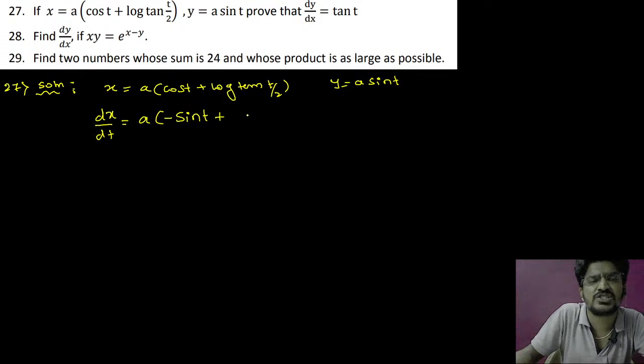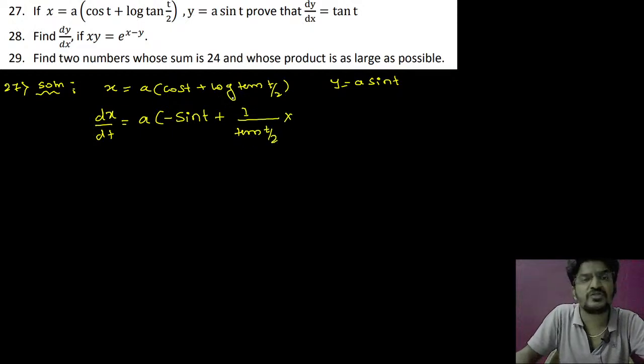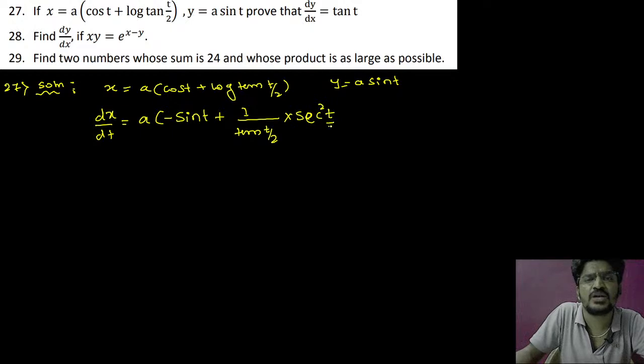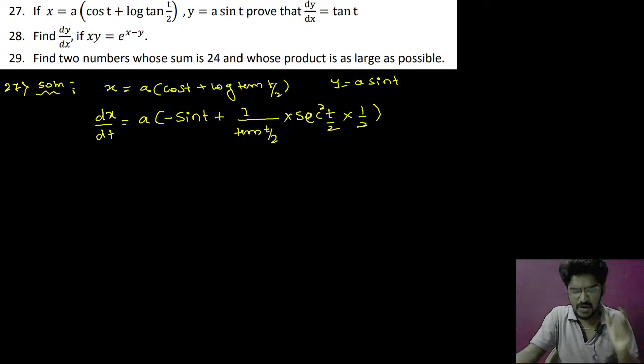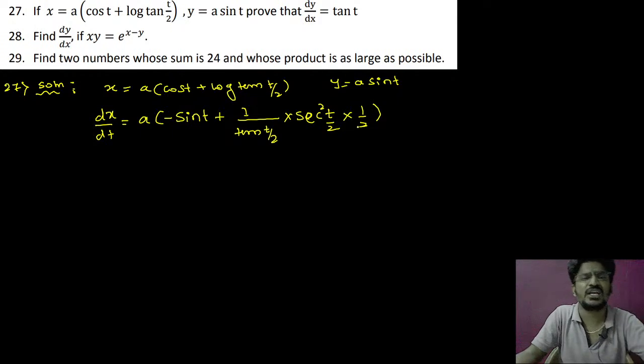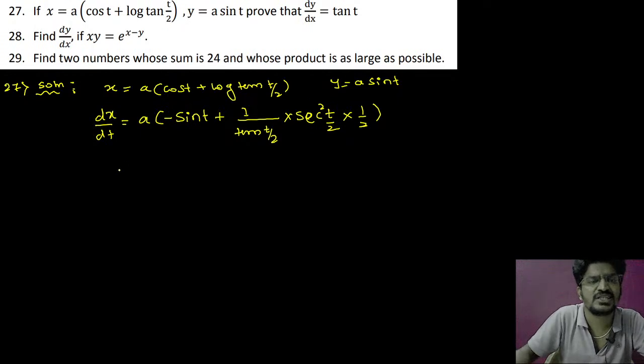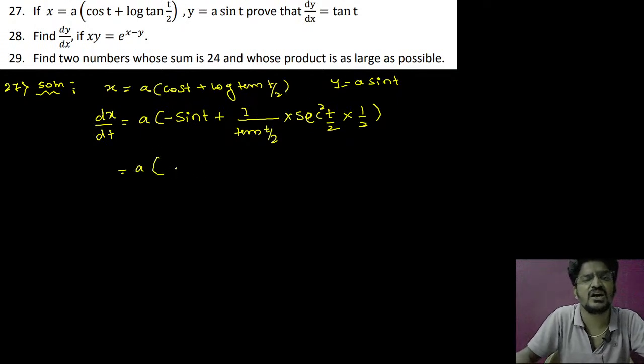We know that differentiation of log is what? 1 by tan t by 2, multiplied with the differentiation of tan, which is secant squared t by 2, multiplied with the differentiation of t by 2, which is 1 by 2. So like this you have to solve. In every step don't write d by dt like that. Clear? So you can reduce the time taken for this solution. So that's why be careful.